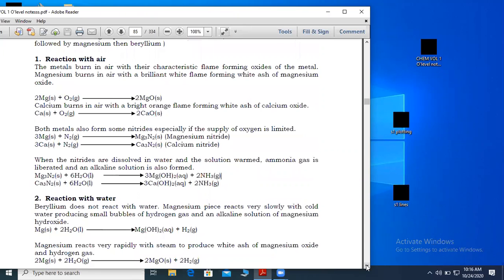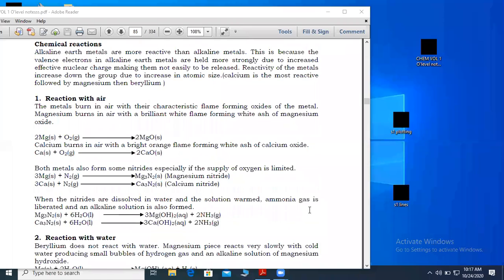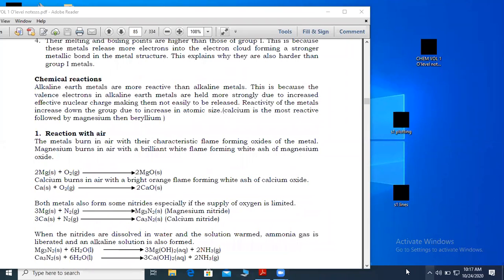Now, the other question was asking you that beryllium, magnesium, and calcium are elements in group 2. So the question was, which one of them does not react with water? Which of those elements does not react with water under any conditions? Baguma.